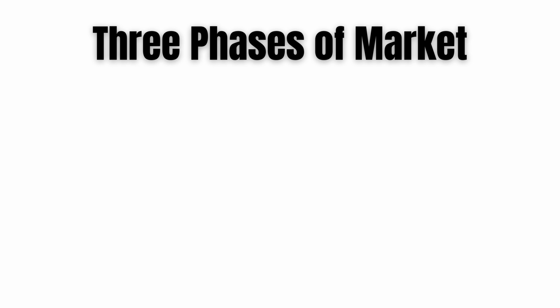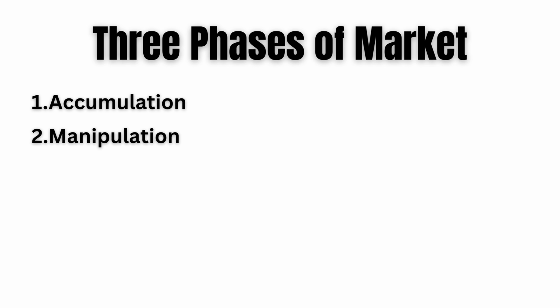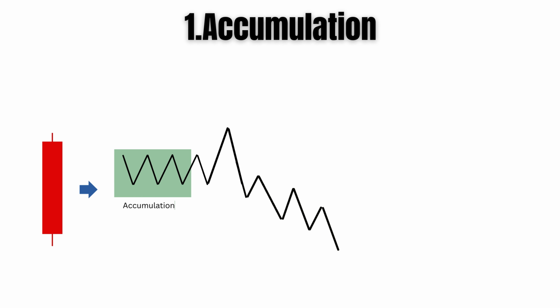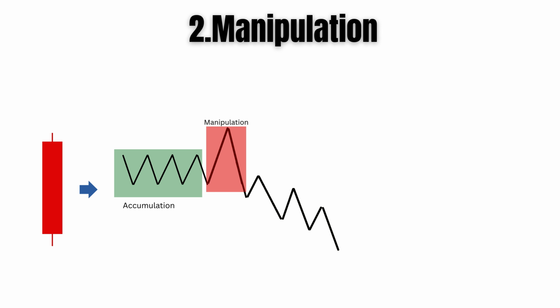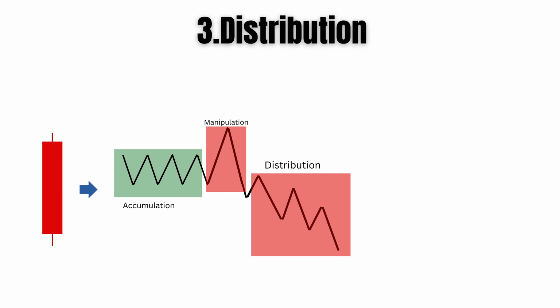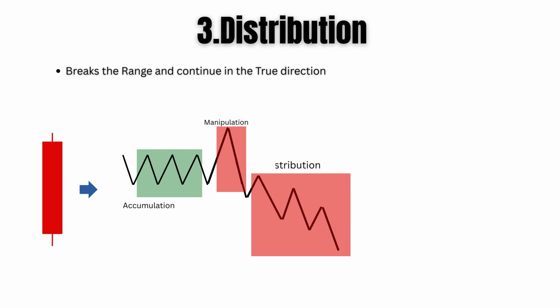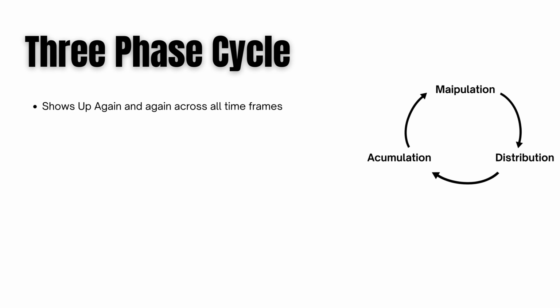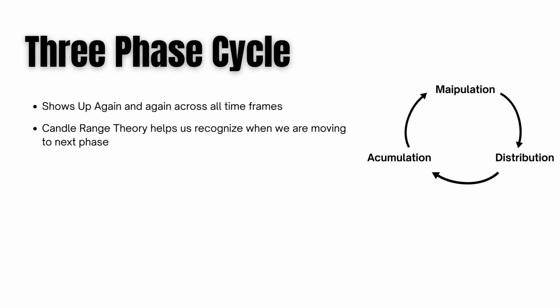The market often repeats 3 clear phases within these ranges. They are accumulation, manipulation, and distribution. Accumulation. This is when price consolidates within the range. It looks slow, almost directionless. Manipulation. This happens when price sweeps liquidity, taking out the high or low of the range, usually with a quick wick. Distribution. Finally, the real move begins, breaking out of the range and continuing in the true direction. This 3-phase cycle shows up over and over across all time frames, and CRT helps us recognize when we are moving from one phase to the next.